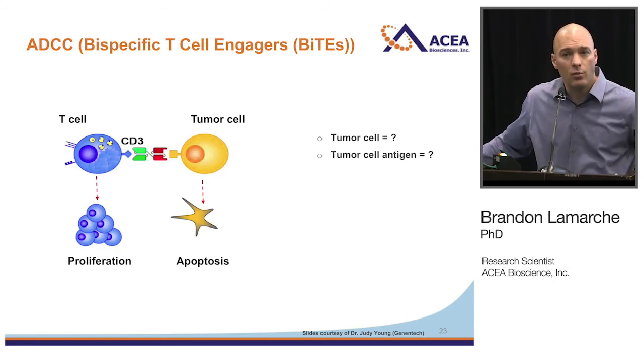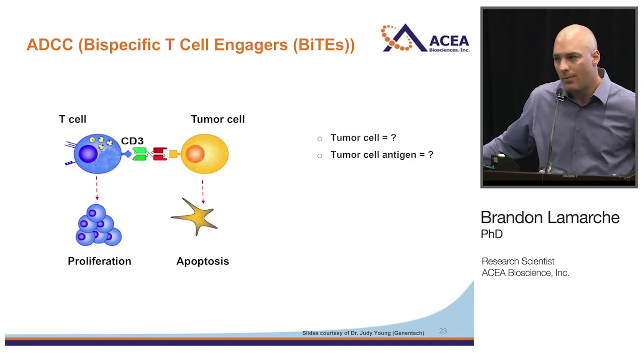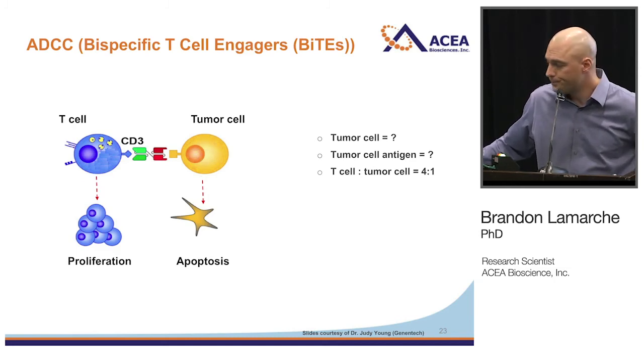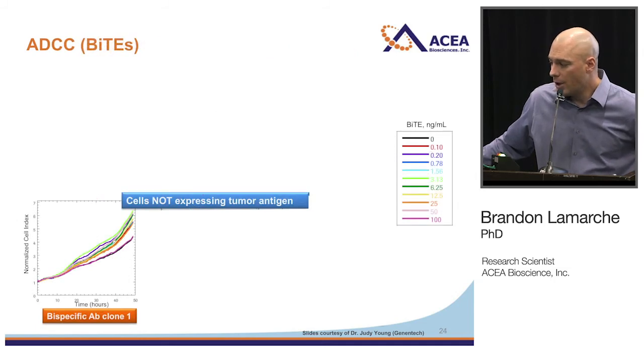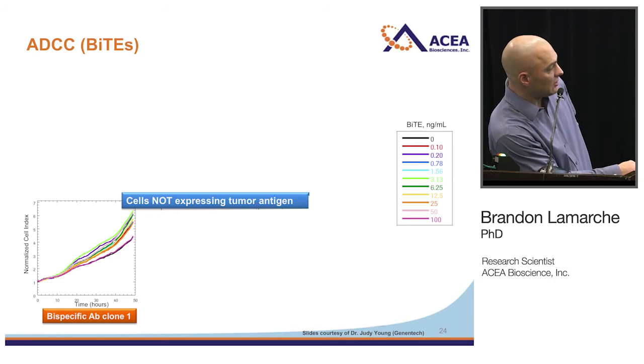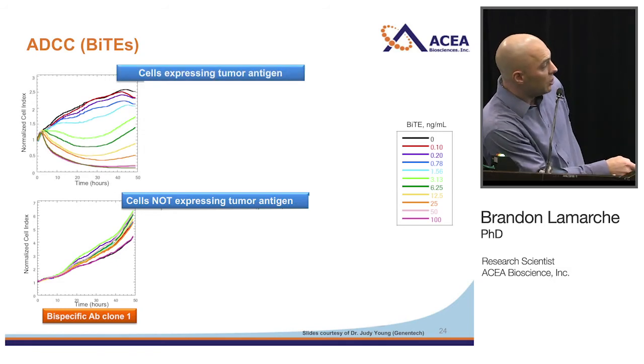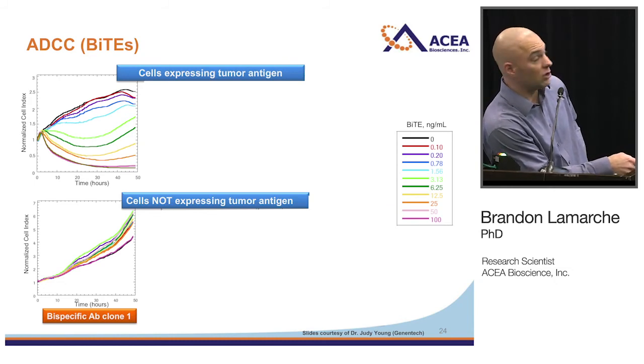This particular example is from Genentech, Judy Young's lab, so I can't share details about what tumor cells or what antigen they looked at. But I can say that the T cell to tumor cell ratio is 4 to 1. I'm going to move through this fairly quickly here. In the case of using a cell line that's not expressing the antigen of interest, you don't see any response at all. This is just a standard proliferation.